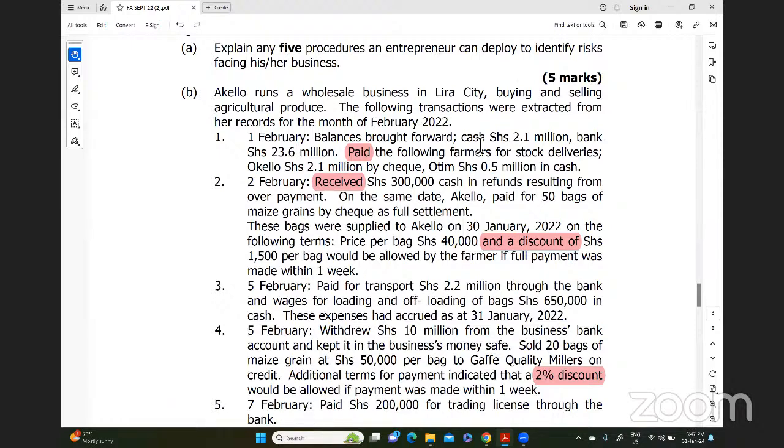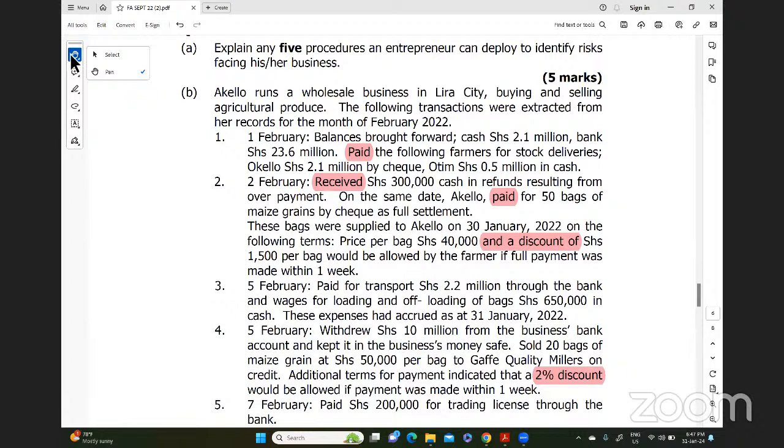Not so? But why? They are saying were supplied by Akelo. The keyword here is that Akelo paid. Are we together? And they are saying that the bags were supplied to. Okay. That makes sense, right? These bags were supplied to Akelo by someone, isn't it so? On 30th of January 2022.